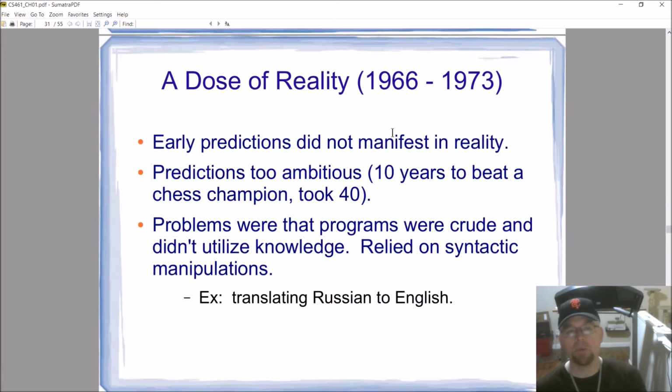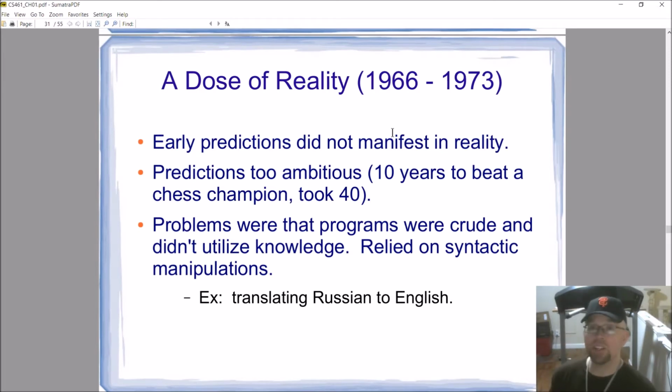And then somewhere between 1966 and 1973, during this era, AI hit a wall. Okay, there was a dose of reality early on. I guess you could think of it as the law of diminishing returns, right? When you first discover something, when you're first learning something, you can make advances in leaps and bounds. But once you've picked all the low-hanging fruit, stuff starts to get a little bit tougher, right? Advances come slower. The acquisition of knowledge isn't as fast as it was when you first start learning about something.